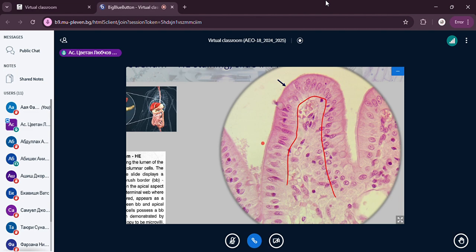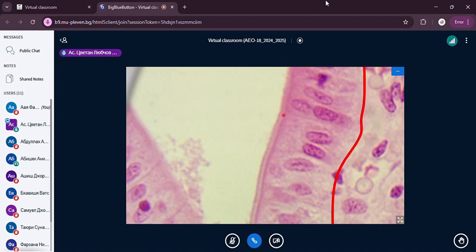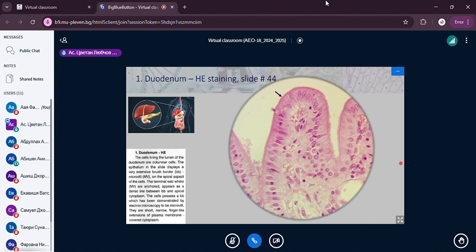Epithelial cells, guys. We have a very pronounced line here, the brush border on the surface, the microvilli, which increase the absorption of the water and stuff like that.